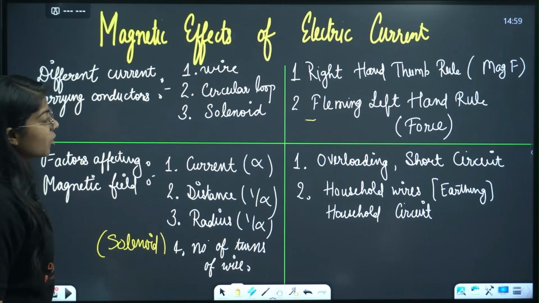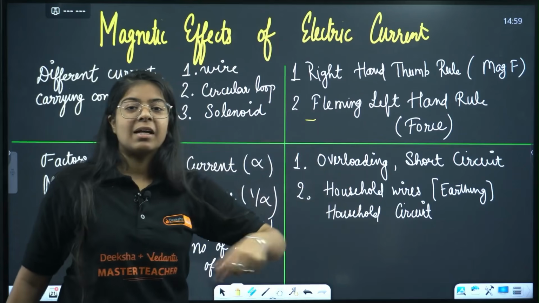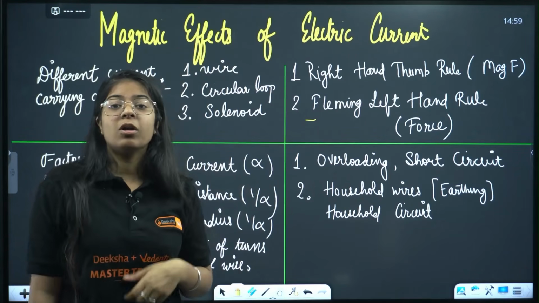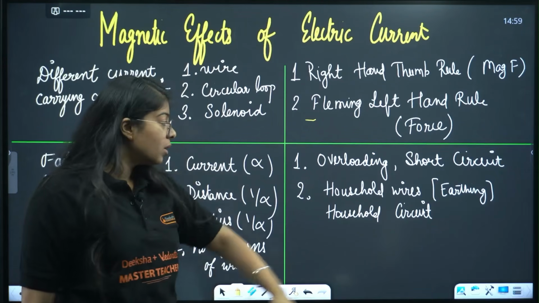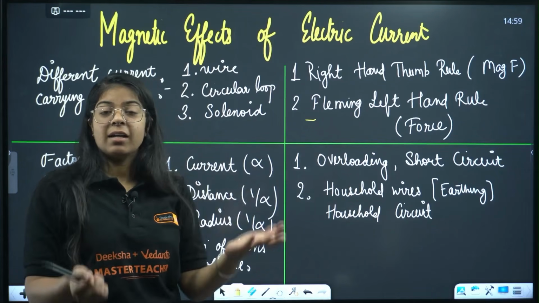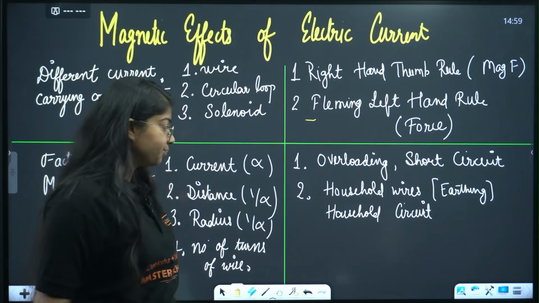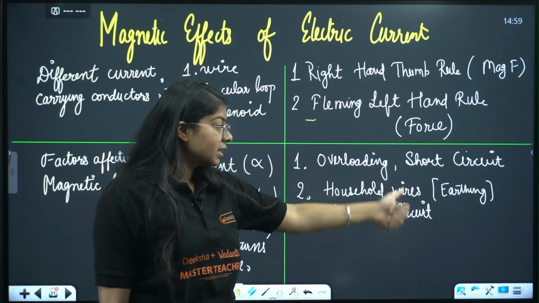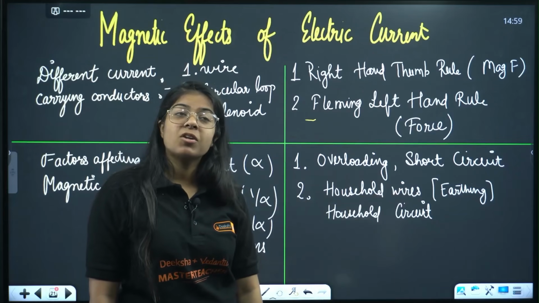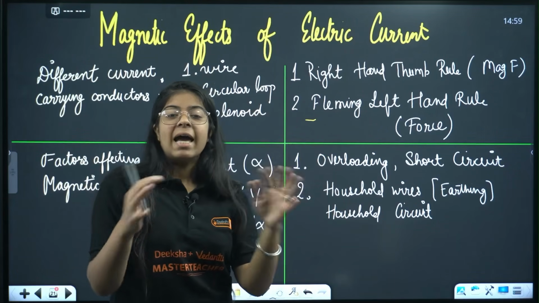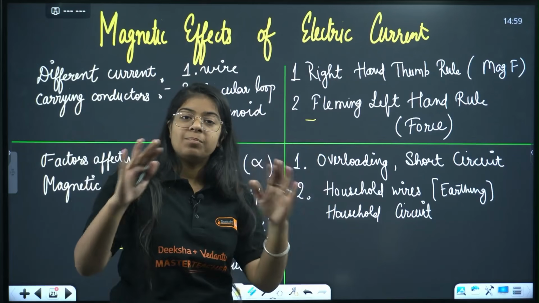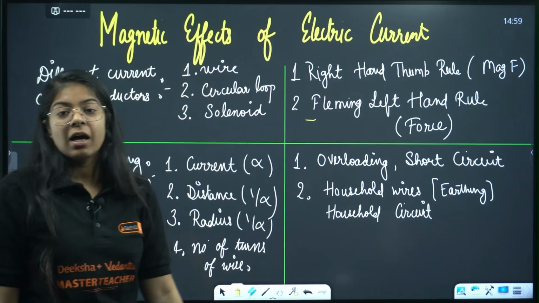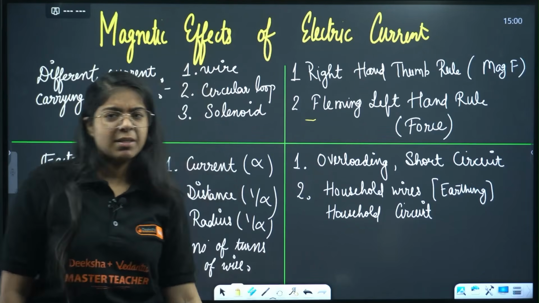Then some of the topics: overloading, when so many appliances are connected in a single plug, we are trying to draw more current than the wire can actually hold. Short circuit, when the live wire comes in direct contact with the neutral wire. And household wires: live wire, neutral wire, earth wire. Earthing is very important. The main function of the earth wire is to collect all the excess charge on the metallic body and pass it down to the earth. Then we have the household circuit. We have all studied the household circuit, so remember that as well.